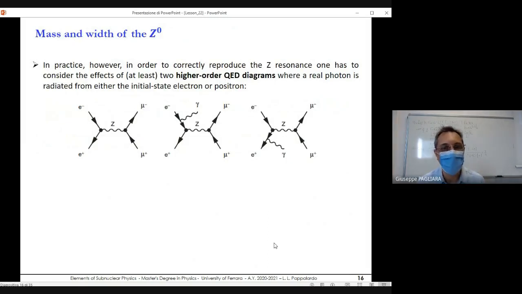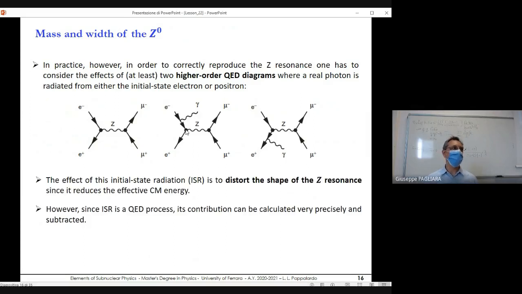Now, this is not the end of the story, because in order to correctly reproduce the Z resonance, and so to correctly extract from it the mass of the Z and the width of the Z, you have to at least consider a few higher order diagrams, which are reported here. So you have to take into consideration the fact that your incoming electron or your incoming positron can radiate a Bremsstrahlung photon, which is a pure QED process, so it is a real photon. Because when this happens, and this can happen, of course, then clearly the center of mass energy at the vertex will be different, because part of the momentum is taken away by the real photon.